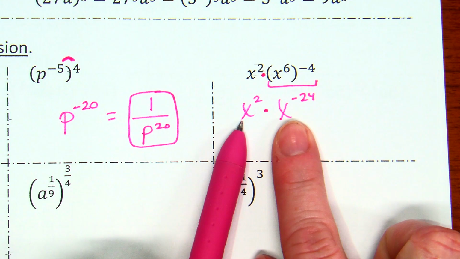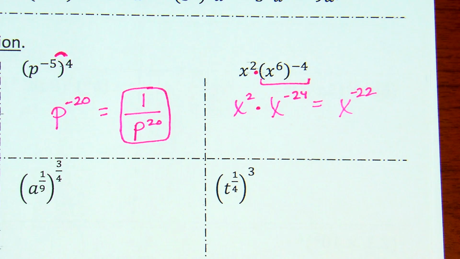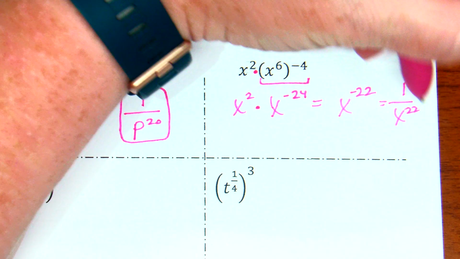If the bases are the same, keep the base and add the exponents. So we're going to keep the base of x. 2 plus -24 is -22. Okay, so my question was going to be, am I done? Should I box it? Not quite. So if it's x to the -22, to make it positive, we take it to the denominator. So now 1 over x to the 22nd.